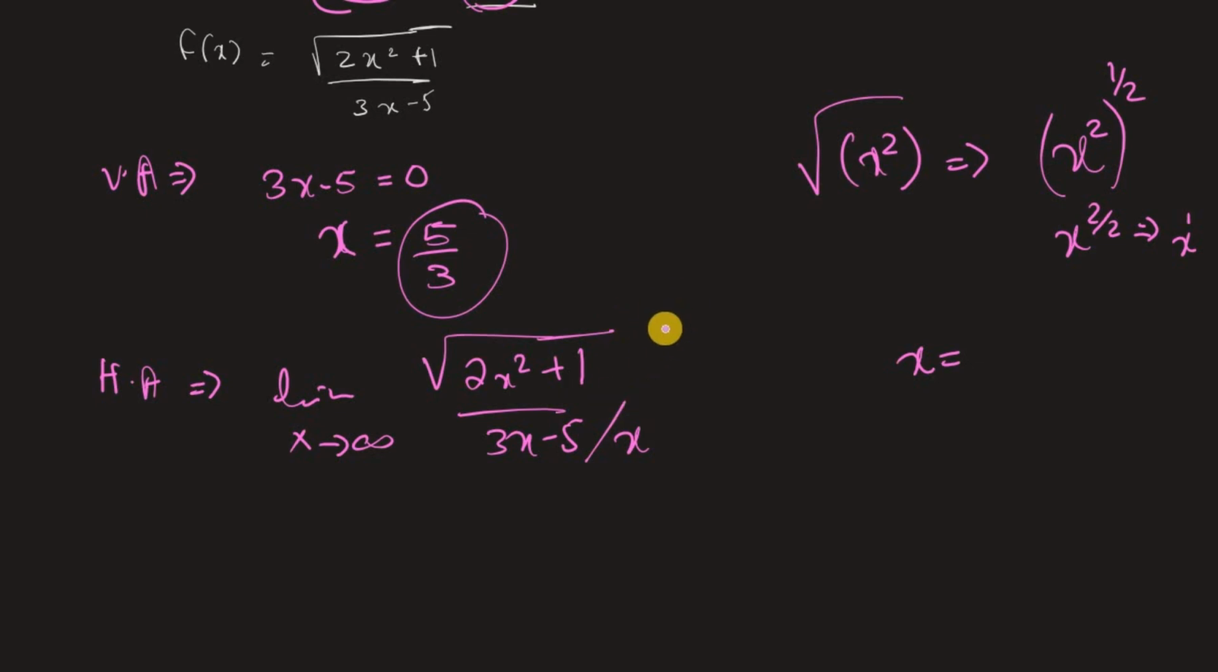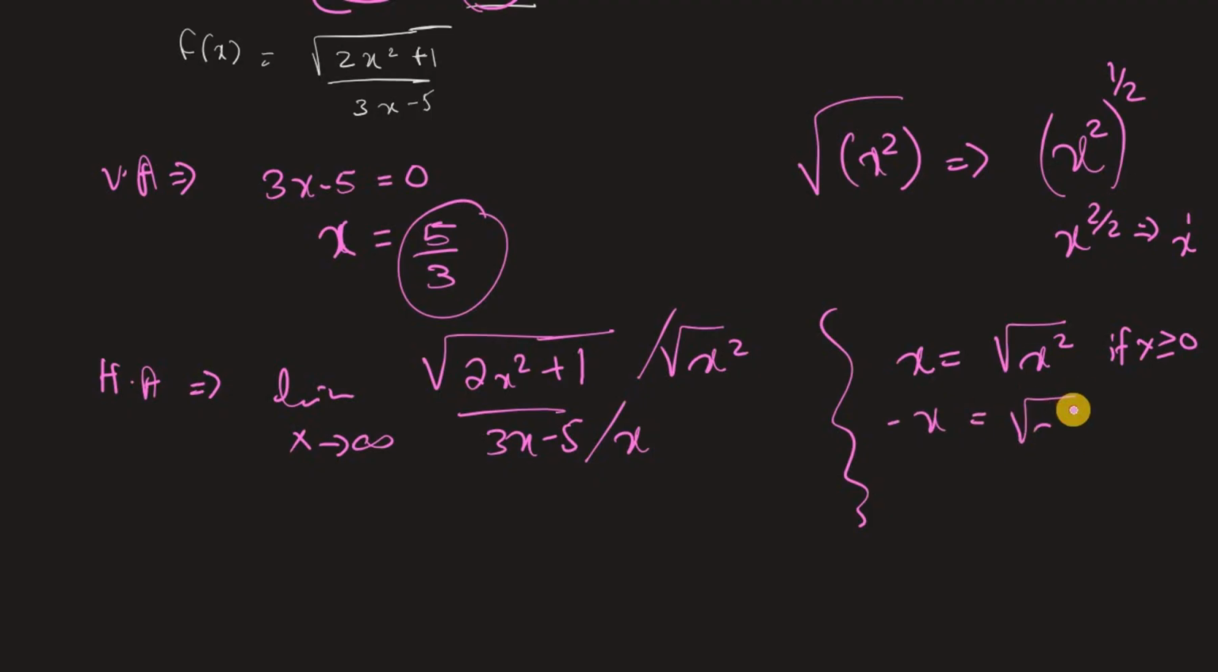We divide by x only at the denominator, but for the top, you're going to divide it by the square root of x squared. Okay, so this is how you're going to do it, and here you can write a simple notation: the square root of x squared is x if x is greater than or equal to 0, and it's negative x if x is less than 0. Okay, so that is basically what you have to do.